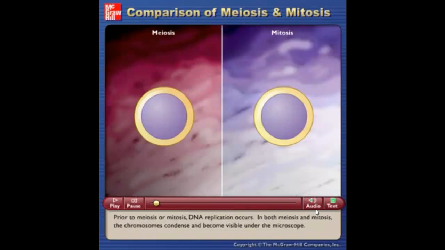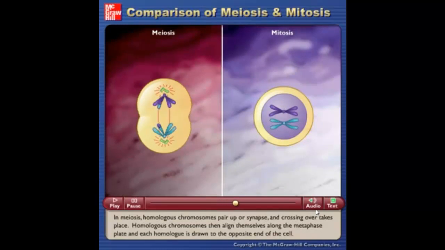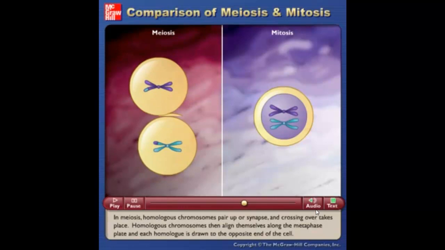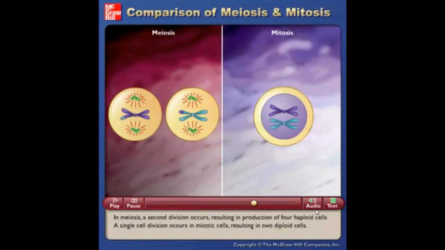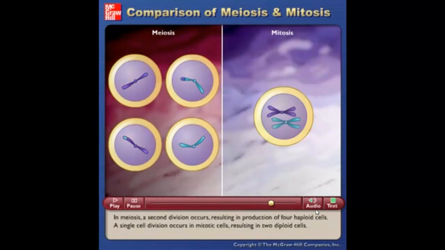Prior to meiosis or mitosis, DNA replication occurs. In both meiosis and mitosis, the chromosomes condense and become visible under the microscope. In meiosis, homologous chromosomes pair up or synapse, and crossing over takes place. Homologous chromosomes then align themselves along the metaphase plate, and each homolog is drawn to the opposite end of the cell. In meiosis, a second division occurs, resulting in production of 4 haploid cells. A single-cell division occurs in mitotic cells, resulting in 2 diploid cells.